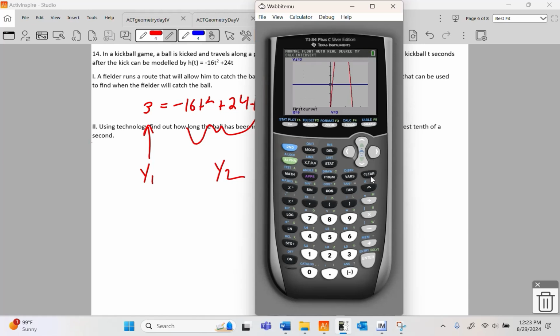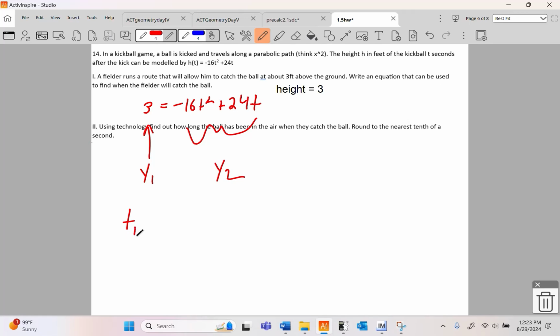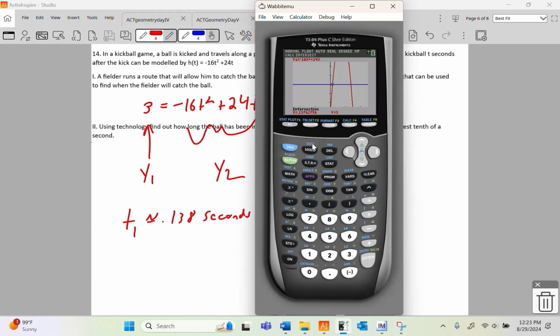Second, trace, 5, intersect, get close, press enter once, twice, thrice. We got a time of about 0.138 seconds. I'll call that time 1. I'll round it appropriately here in a little bit. The second time is off to the right. I'm going to take my little cursor, get it close, and then press enter 3 times. Once, twice, thrice. It's about 1.362 seconds.